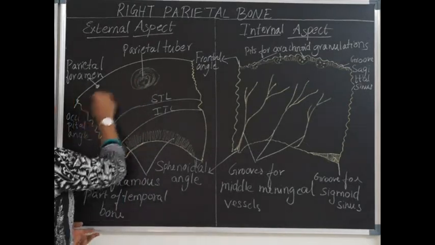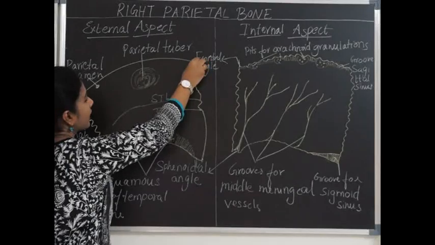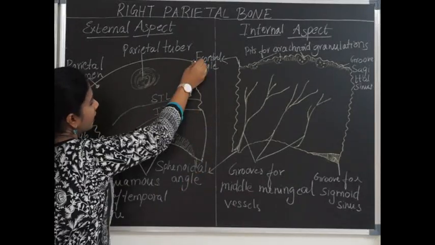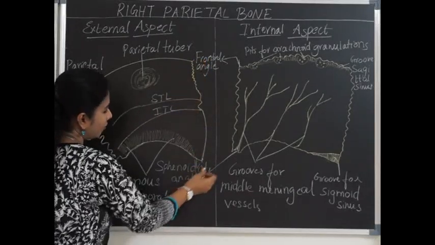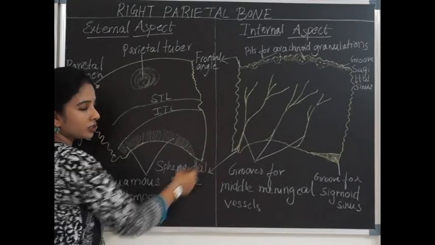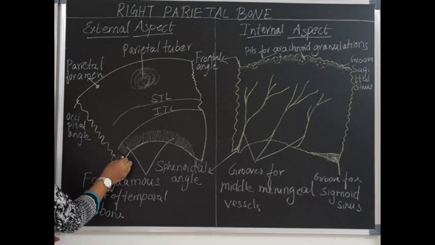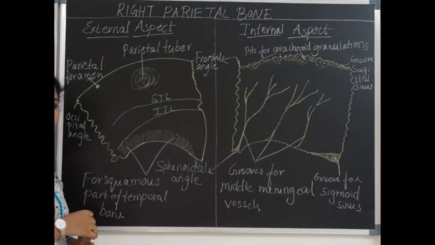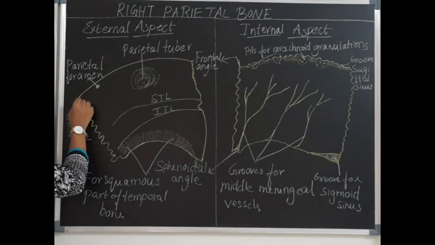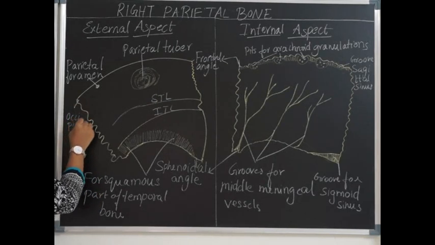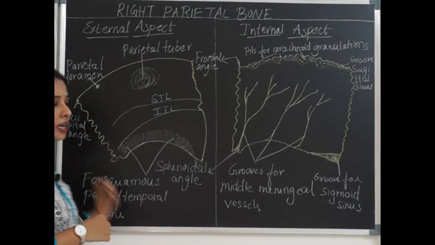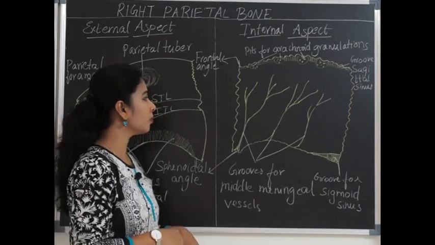And there are four angles. This is the frontal angle, anterior-superiorly. Anterior-inferiorly is the sphenoidal angle, because it articulates with the greater wing of the sphenoid. Posterior-inferiorly is the mastoid angle, because it articulates with the mastoid process of the temporal bone. Posterior-superiorly it is called the occipital angle, as it articulates with the occipital bone.